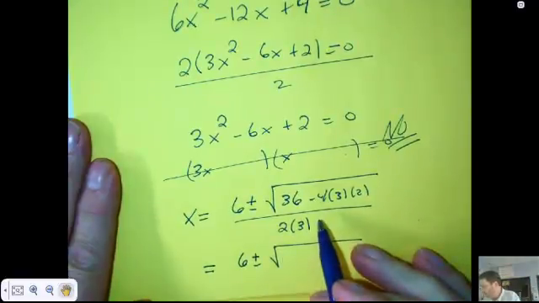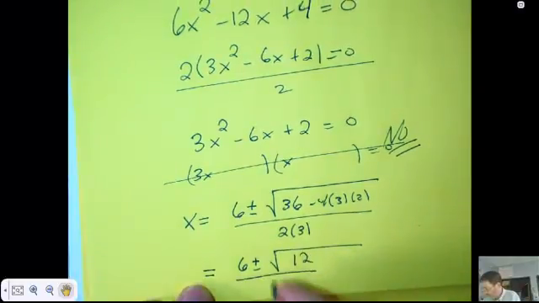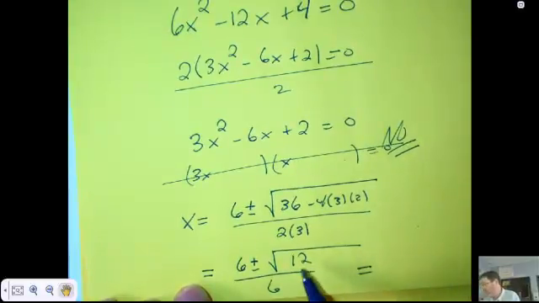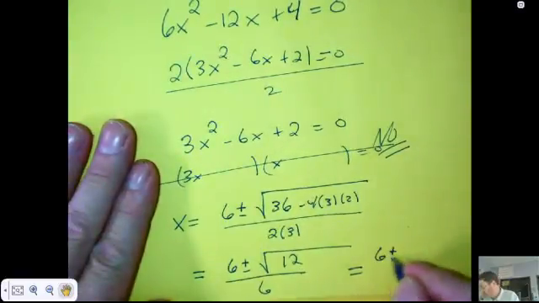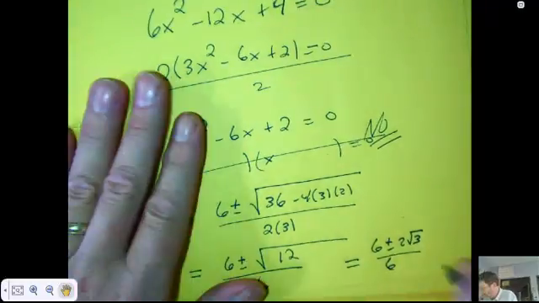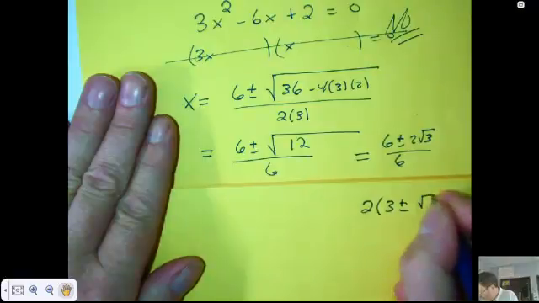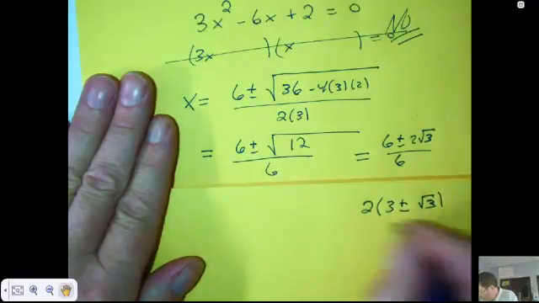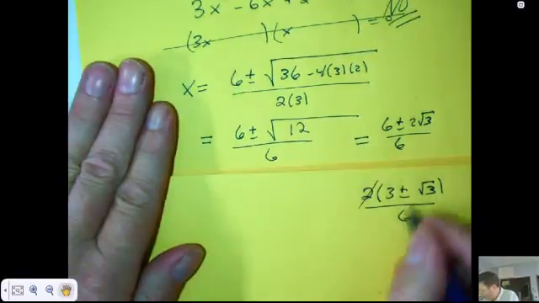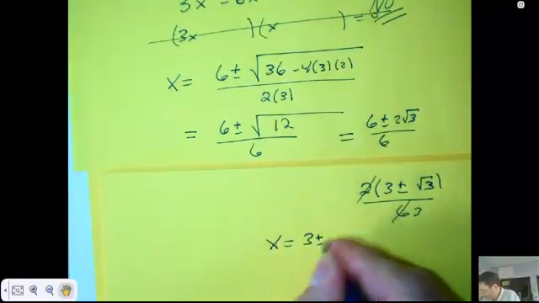36 minus 24 is 12. I can clean this up some because the square root of 12 would be 2 root 3. I can factor what out of the top? 2 out of the top. So that's 2 times 3 plus or minus root 3 over 6. And that goes into 6 three times. So x equals 3 plus or minus root 3 over 3.